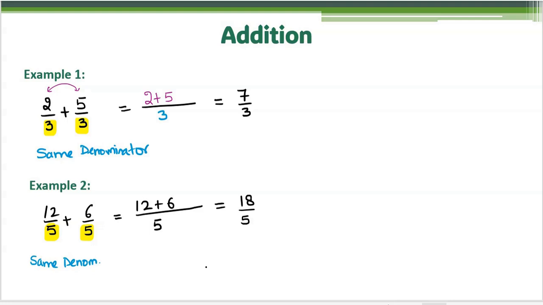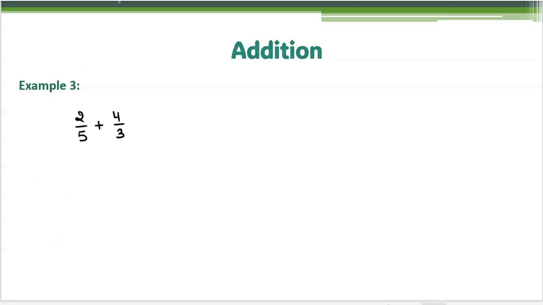Now, it's not necessary that the denominator is always the same. So how do we work in that case? Let's see this example: 2 over 5 plus 4 over 3. What we can see here is that the denominators are not the same. One denominator is 5, another is 3. So we have the case of different denominators.